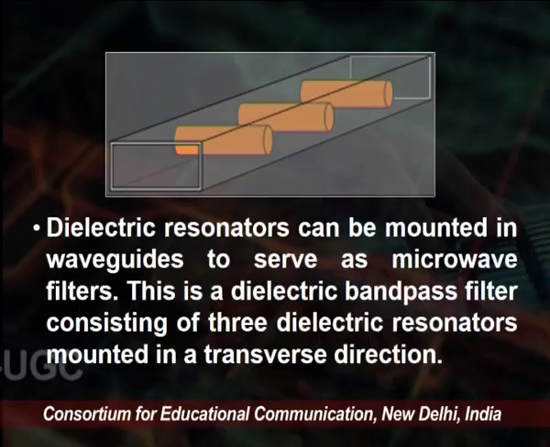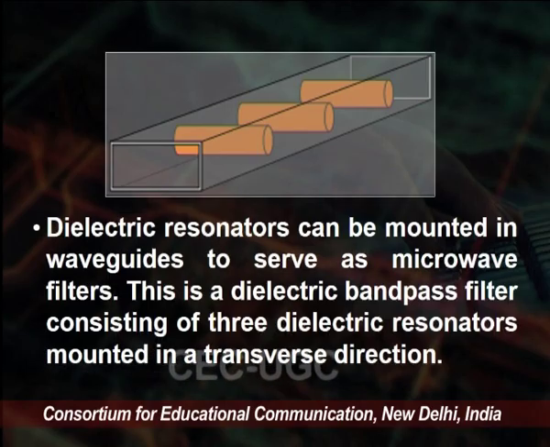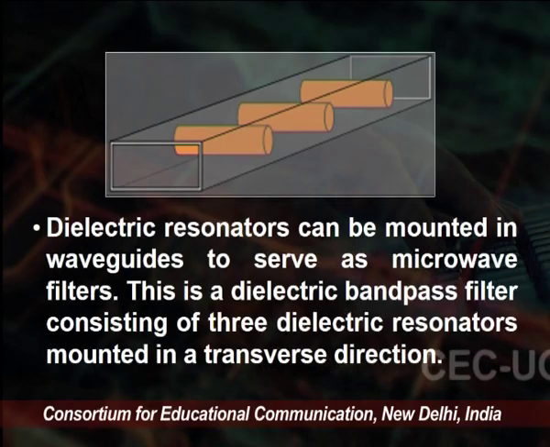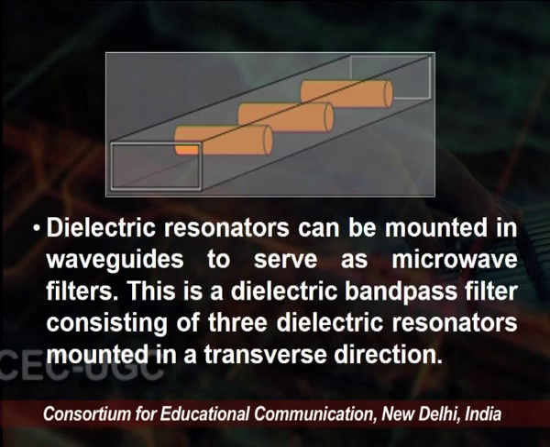So, most of the energy is stored in the resonator at a given resonant frequency for a sufficiently high dielectric constant. So, dielectric resonators can exhibit an extremely high Q factor that is comparable to the metal walled cavity. You see on the screen what type of dielectric resonator can be mounted in the waveguide to serve as a microwave filter. So, you are seeing the dielectric types of resonators here.